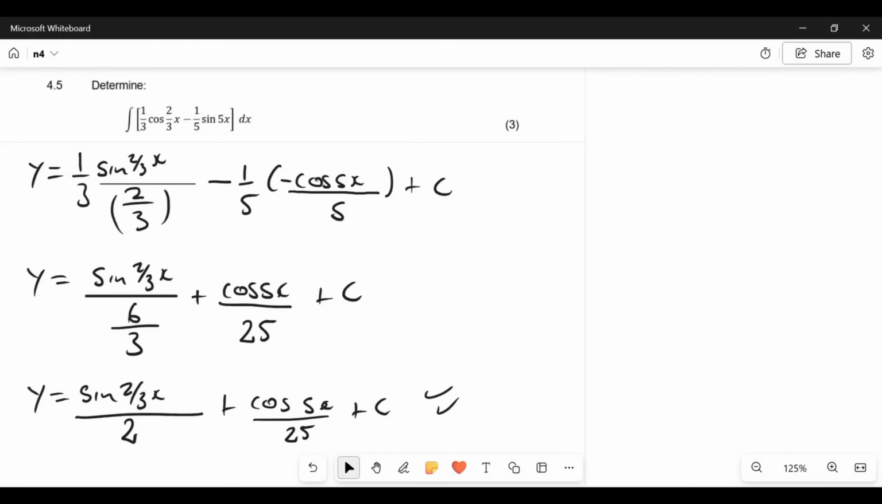So this was not difficult, but if you did not understand how to integrate the trigonometric ratios, it might get challenging. We have done the integration of trigonometric ratios on the playlist. You can go to our playlist and search for the integration of trigonometric ratios. You will see how we have done this one.